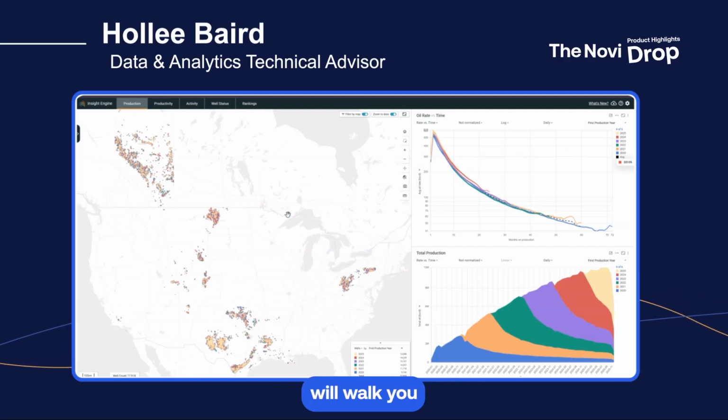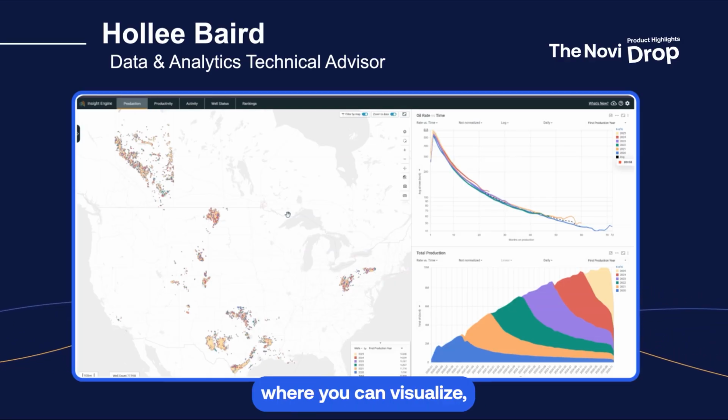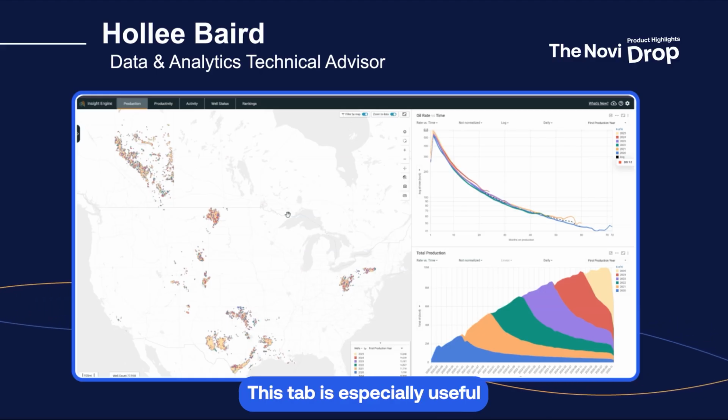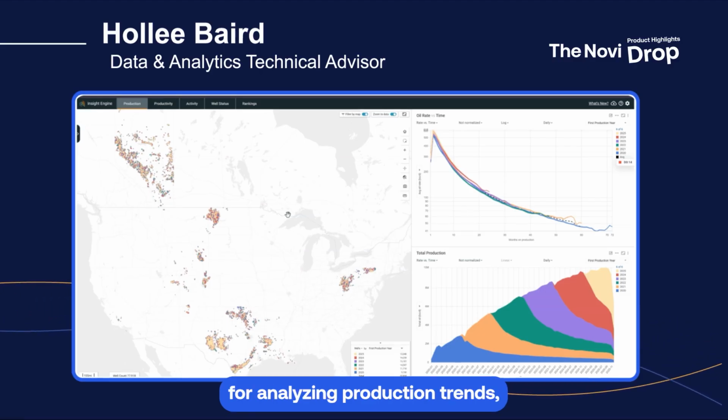In this video, we'll walk you through the production tab, where you can visualize well performance over time using line charts and area charts. This tab is especially useful for analyzing production trends, comparing groups of wells, and adjusting metrics to fit your specific workflow.